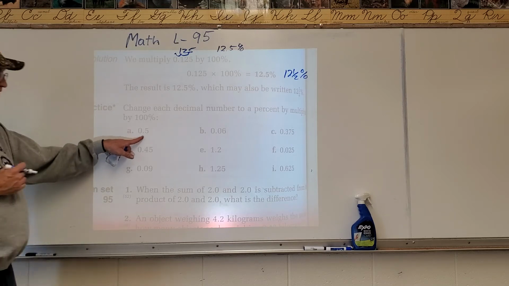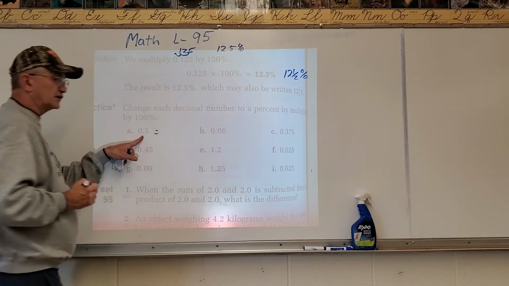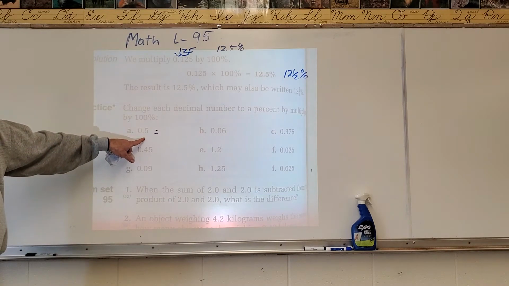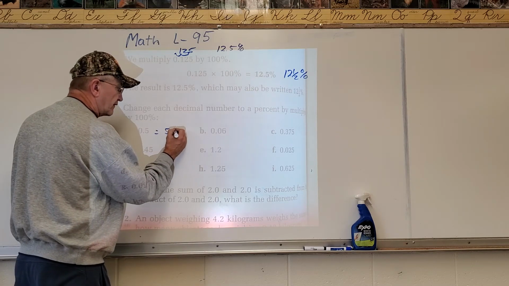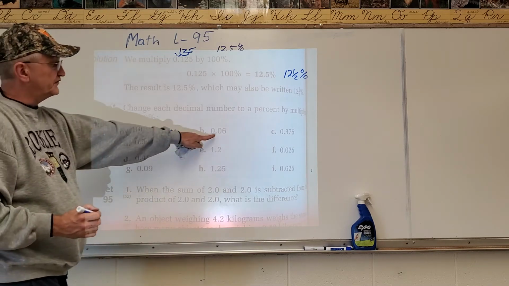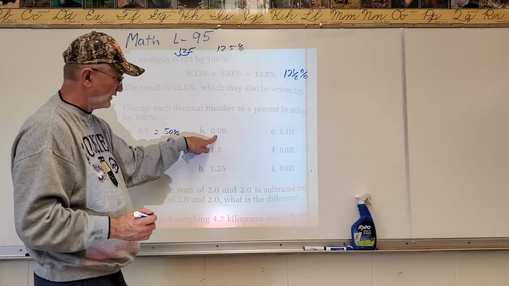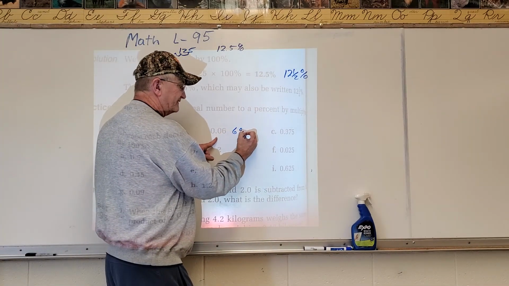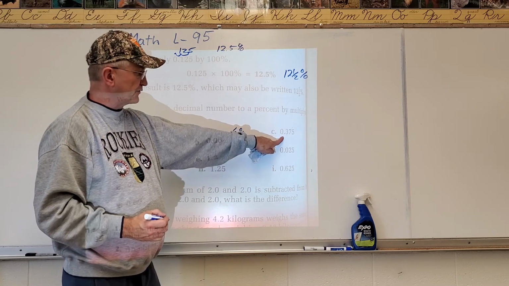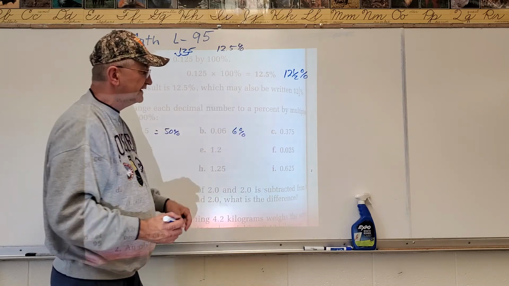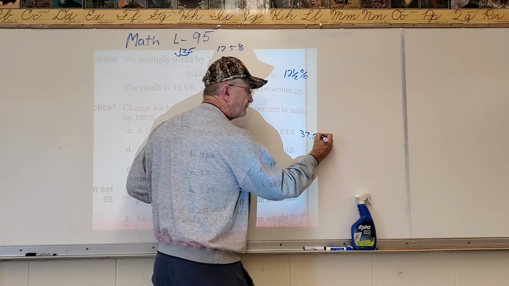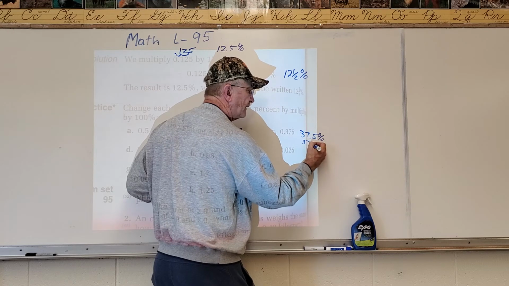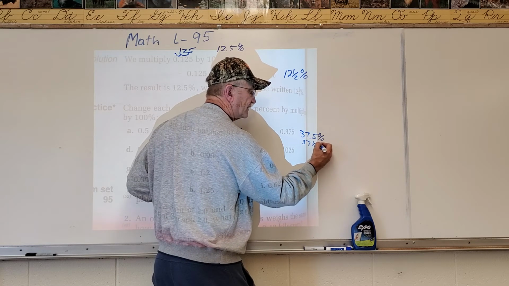So this one, take a look at it. If I ask, what is a percent of this? If you said 5%, you're wrong. If you say 50%, you are correct. 0.06: if you say 60%, you're wrong. This is 6%. If you say C, 0.375, the answer is just like we did up here, 37.5%. Either way of writing it would be correct.